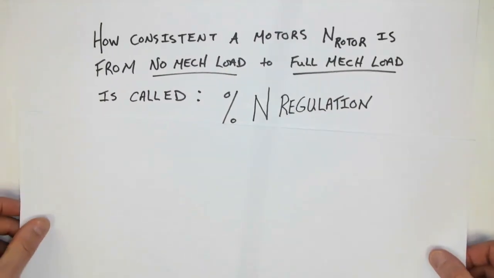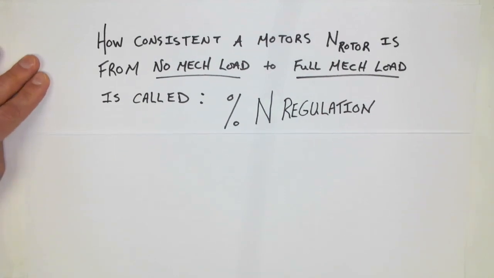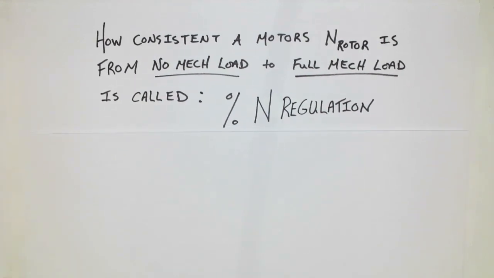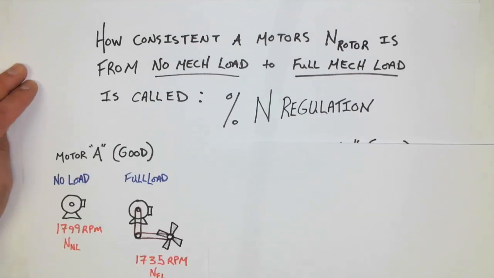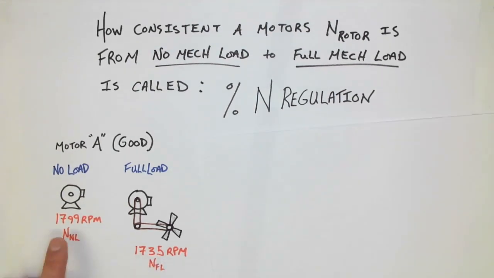So, how consistent a motor's rotor speed is from no load to full load is called its percent speed regulation. This is slightly different than the previous percentage we have just looked at. The previous one was simply saying, what's the percent slip? This one is saying, how good is the motor at keeping a consistent speed from no mechanical load to full mechanical load? And the way that we're going to do this is we're going to be using information about the rotor speed when the motor is running with no load and the speed of the rotor when it is under full load.